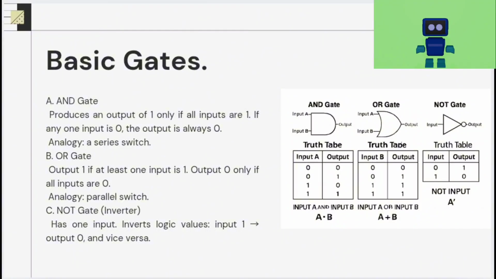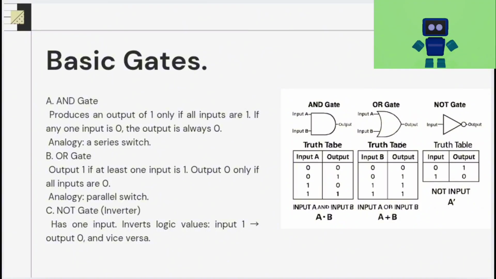C. NOT gate, inverter. The NOT gate is one of the basic logic gates that functions to perform the inverse or negation operation of logic. This gate has only one input and one output. Its working principle is simple. If the input is 1, true, the output is 0, false, and conversely, if the input is 0, false, the output is 1, true. Because of its inverting logic value, the NOT gate is often referred to as an inverter. This gate is widely used in digital circuits to convert a logic signal to its inverse.